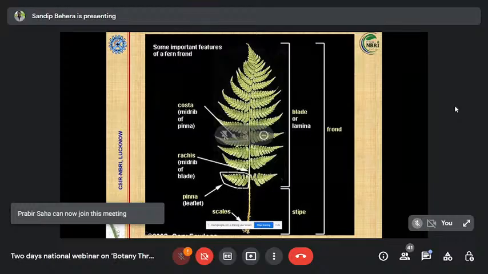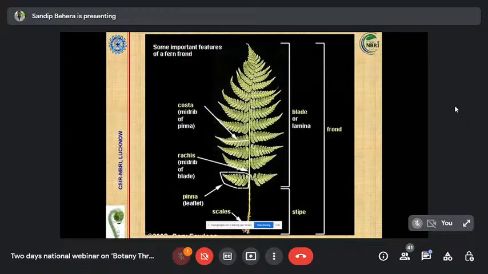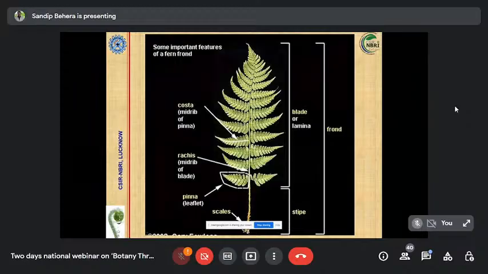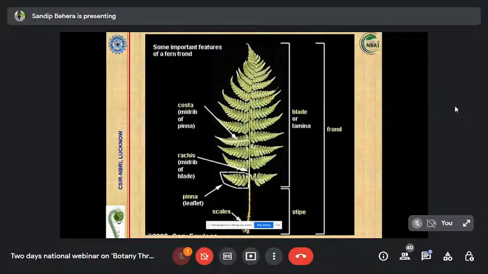And this is called rachis. So these are the basic terminology we should know while going for identification and describing the plant. This is the costa, these are called pinnae, and these small parts are called pinnules. And rhizome I have not shown here. On the ground, rhizomes are there, and above the rhizome, scales are there. So the type of scale, these are the identifying characters.